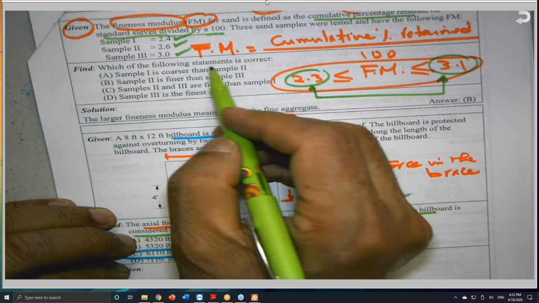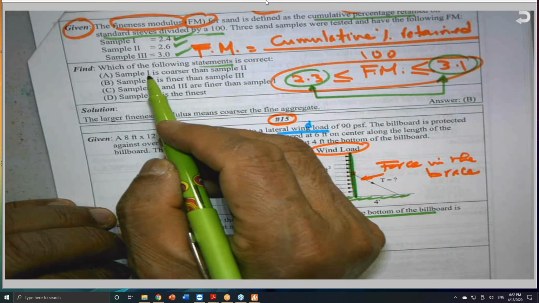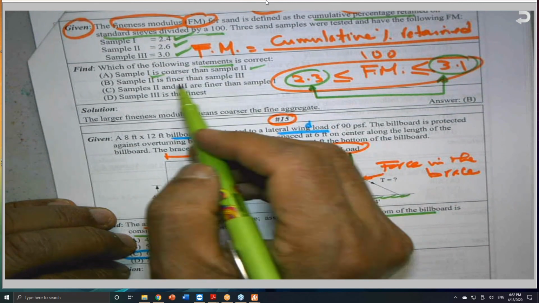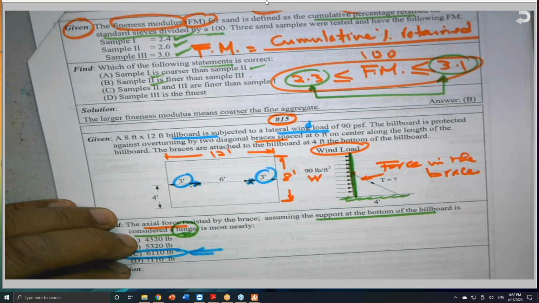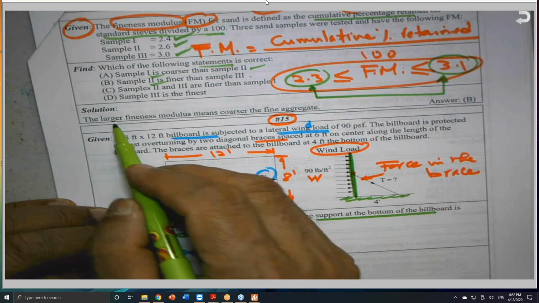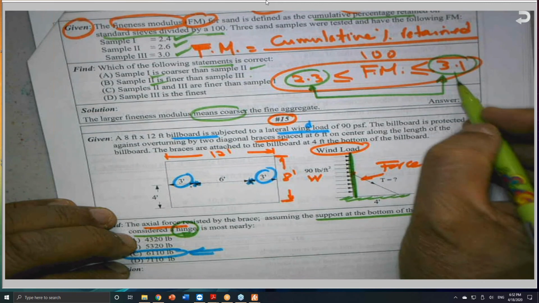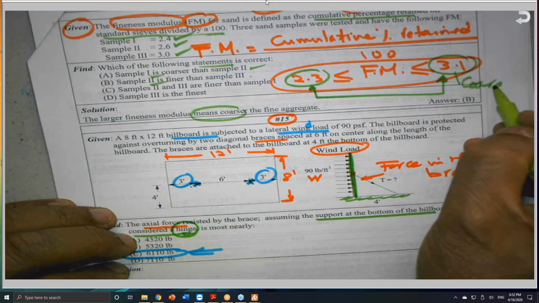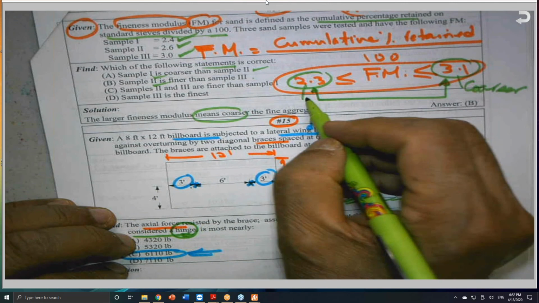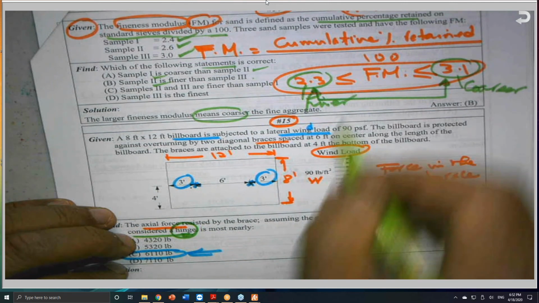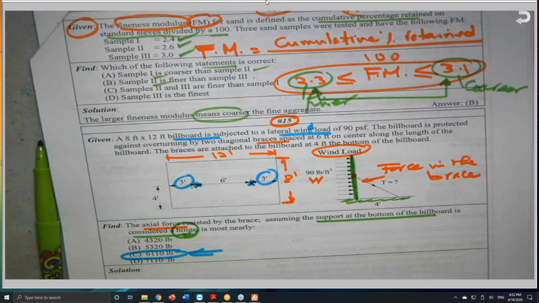Which of the following statements is correct? Sample 1 is coarser than sample 2. Sample 2 is finer. I need you to remember that the larger the fineness modulus, the coarser. So this is coarser, and this is finer. So the smaller the number, the finer the sand, and it starts to be coarser as the number goes up.